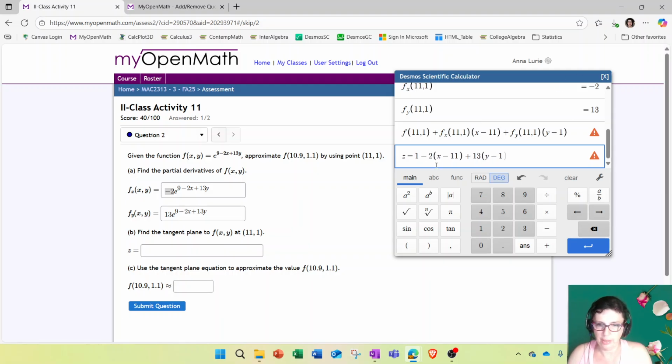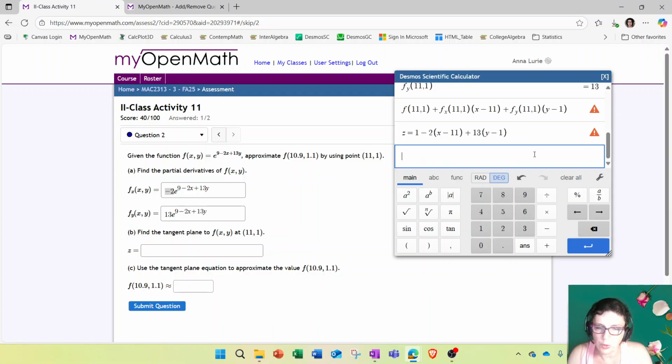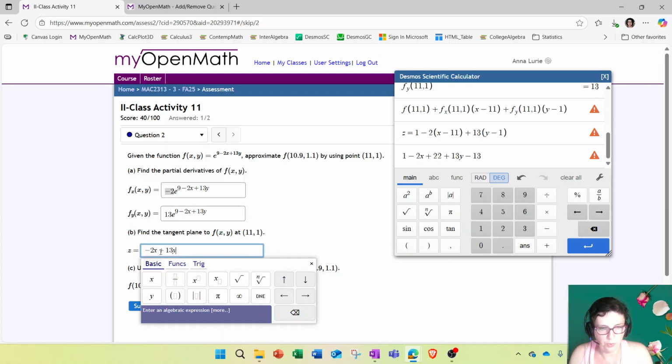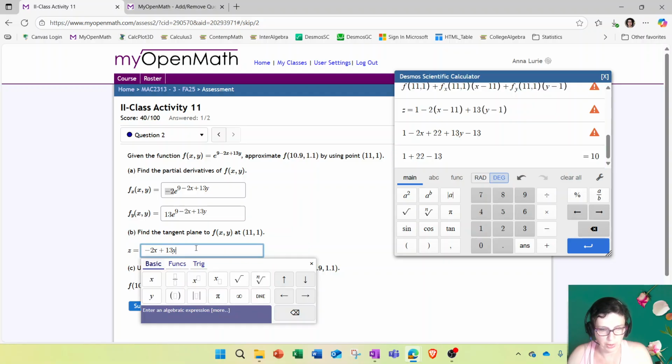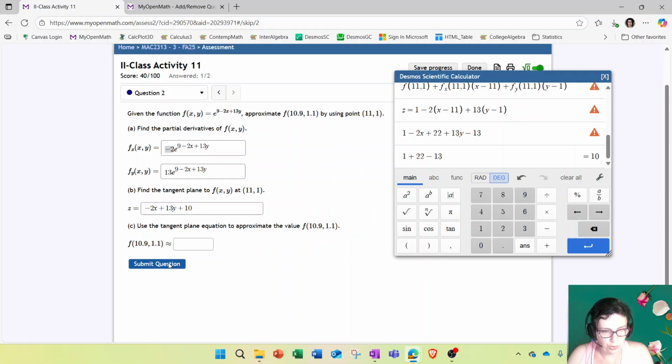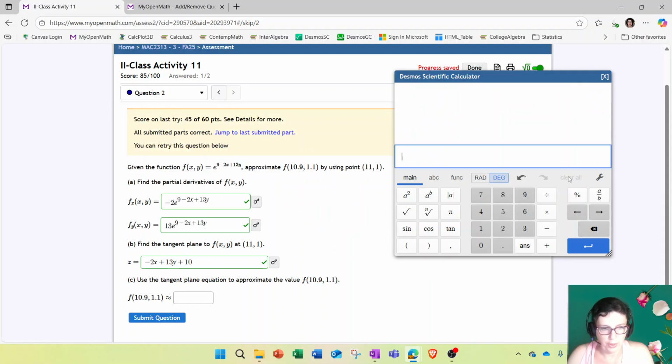This is z equals that, but we do want to simplify this. So let's just distribute that stuff. So I got negative 2x plus 13y. Don't forget about Desmos complaining. I'm just typing this stuff. Okay, so that would be plus 10. So that should be my equation. Hopefully that looks correct. By the way, we can check that: if we put in T(x,y) equals negative 2x plus 13y plus 10, and plug in our point, it should give us the same thing as the original function, and it gave us 1. So at least that's a double check to make sure this looks correct.